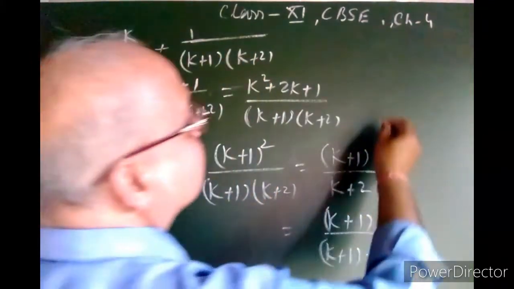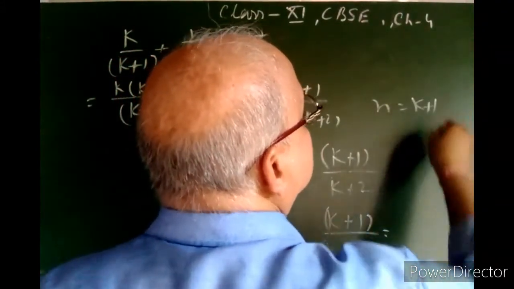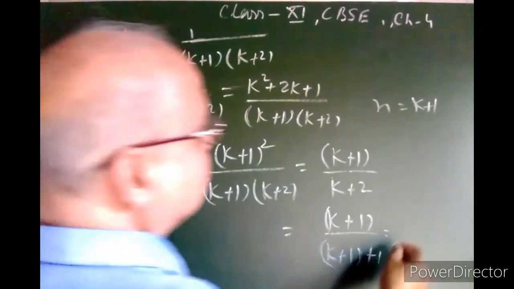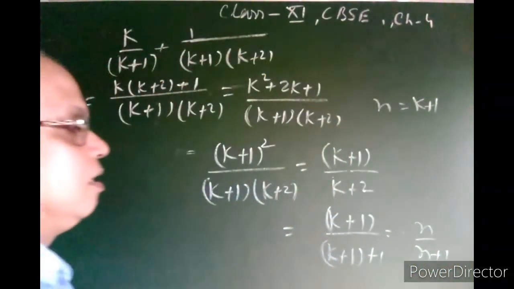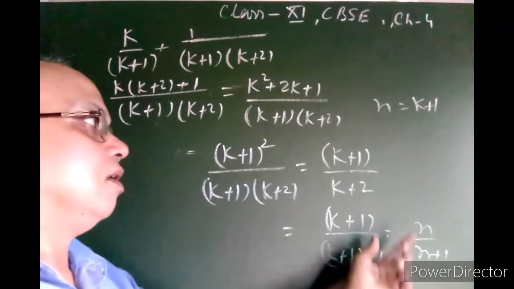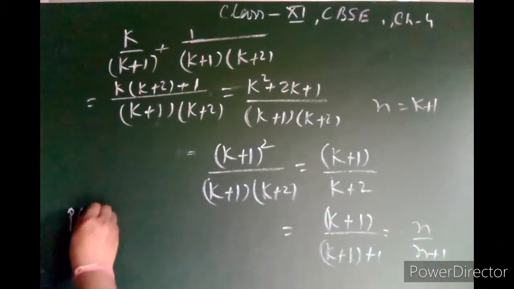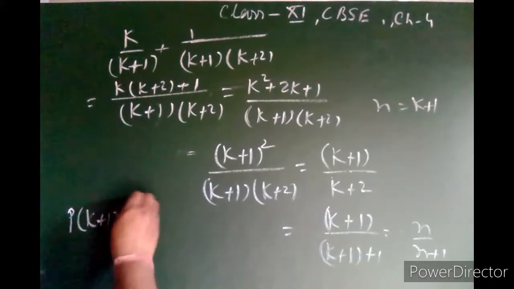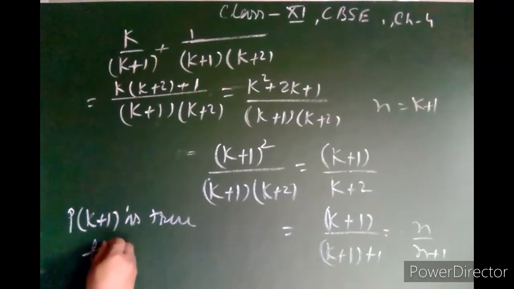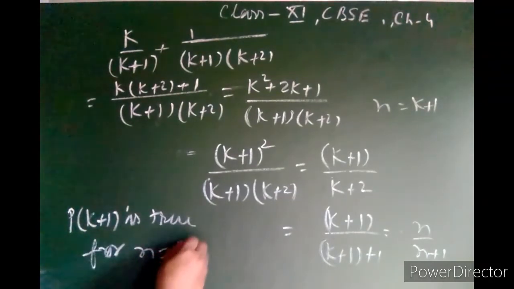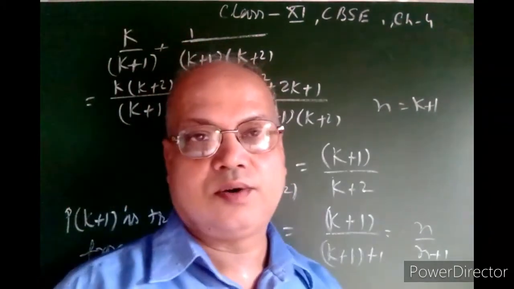If I replace k plus 1 by n, then the solution will be n upon n plus 1. Therefore, P(k plus 1) is true for n equal to k plus 1. Proved. Okay, understood?